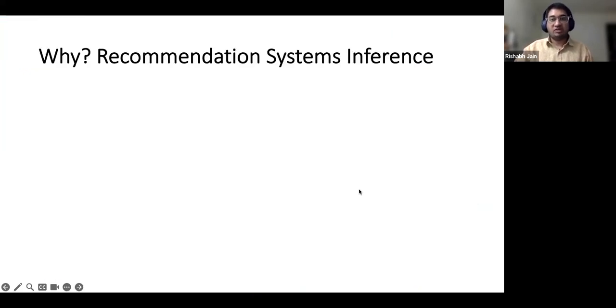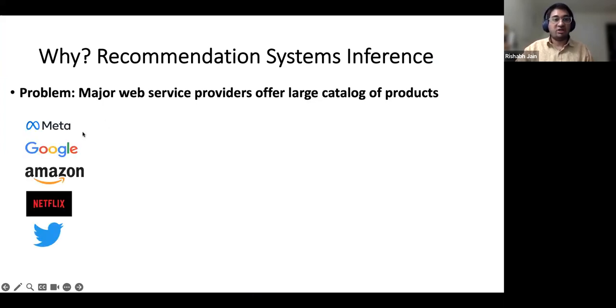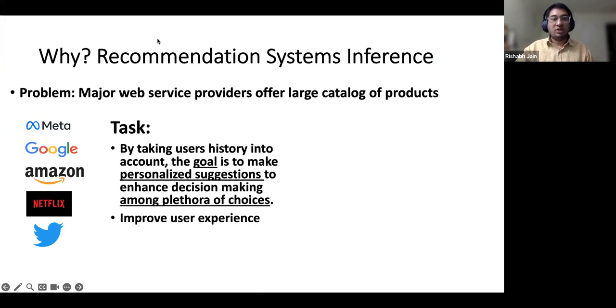Now, why are recommendation systems very important? The problem is that major web service providers like Meta, Google, and so on offer a large catalog of products. Recommendation systems inference takes into account users' history, and the goal is to make personalized suggestions to enhance decision making among a plethora of choices available for the user. This significantly improves the user experience.